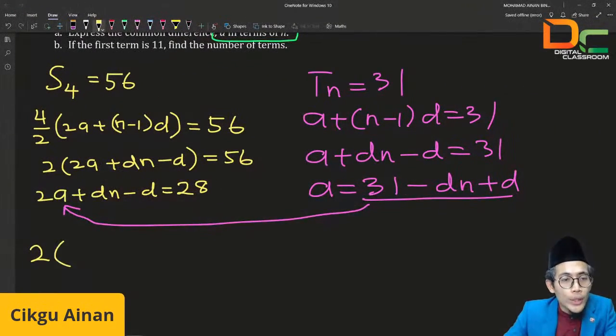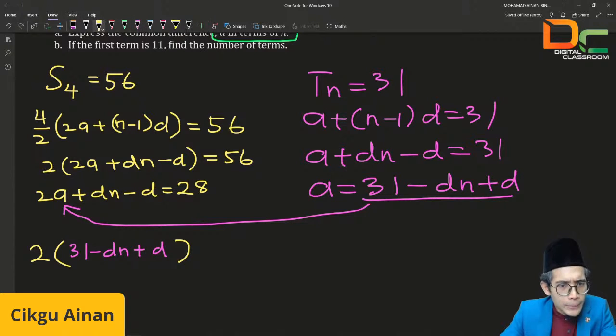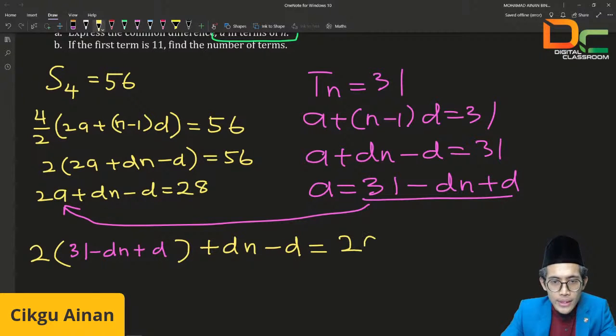Okay, so 2A. A is what? Replace everything. The pink, where's the pink from before? I changed it to pink. This red one, change. Okay, so A is 31 minus dn plus d. Okay, and then what was it? Plus dn minus d. Okay, equals 28. Okay, and then what else?